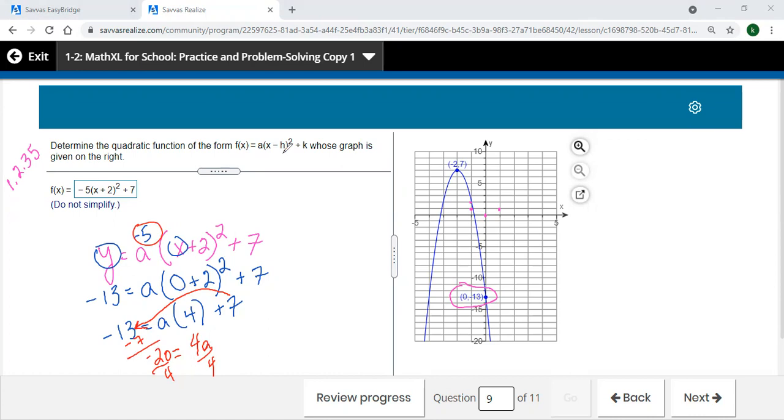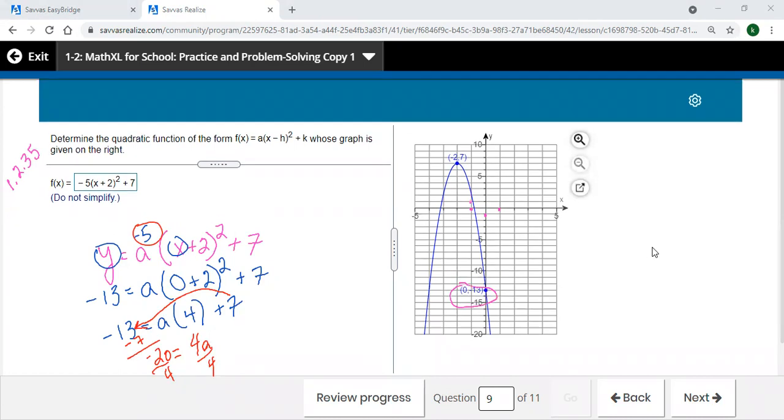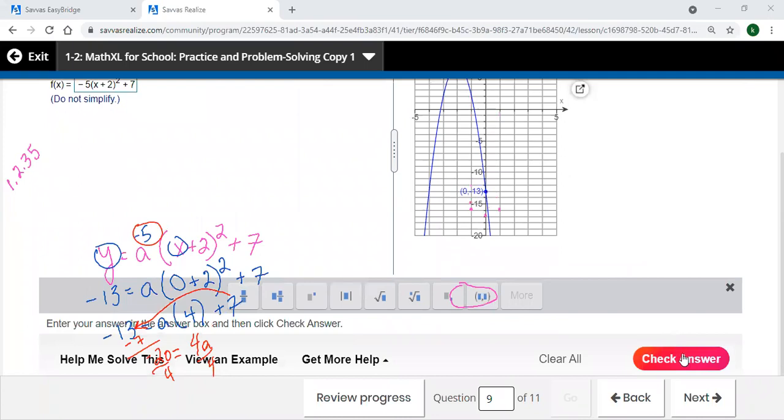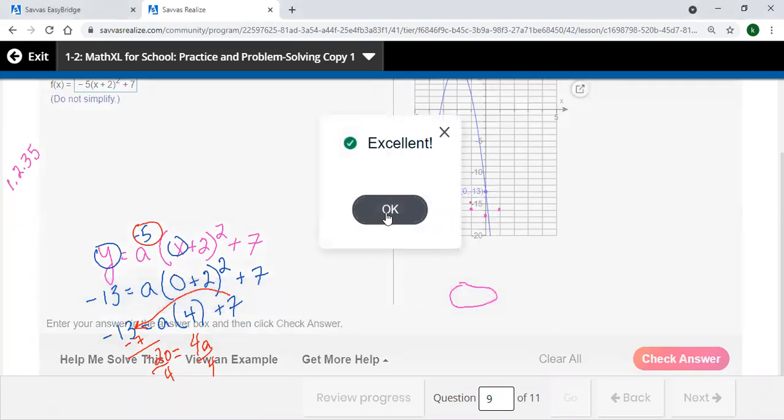So there's a couple different ways that I've learned through the years that you can figure that out, and hope that helps you to get this one right on your problem, because I just got it right on mine.